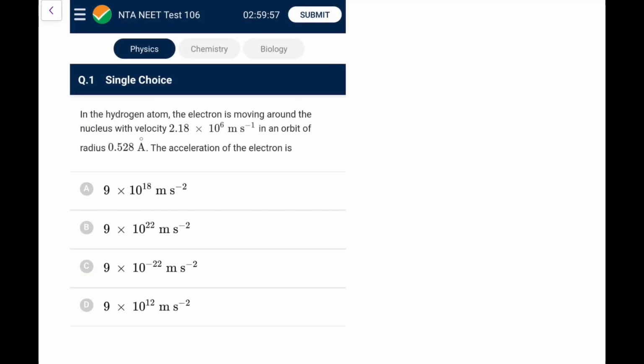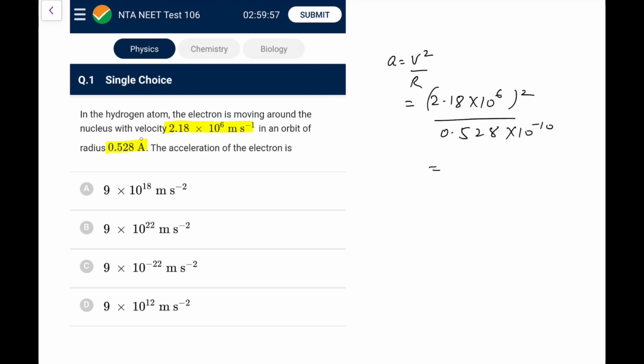So let's begin. In the hydrogen atom, electron is going around the nucleus with this velocity. With an orbit of this, we can make out this is n equal to 1. The acceleration, because it is in circular motion, you can directly say centripetal, v square by r. So we have 2.18 into 10 to the power 6 whole square upon 0.528 into 10 to the power minus 10. I have to just check the order only because the options are far away. So it is 2.18 into 2.18 upon 0.528, and this would be 9 approximately. So it would be 9 into 10 to the power 22. I can only go by the order, so option B is what I can go for.